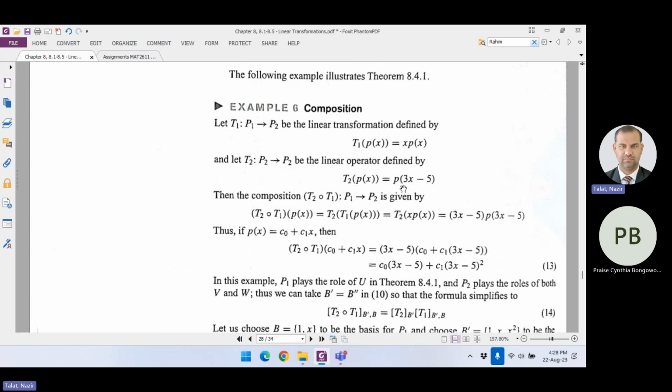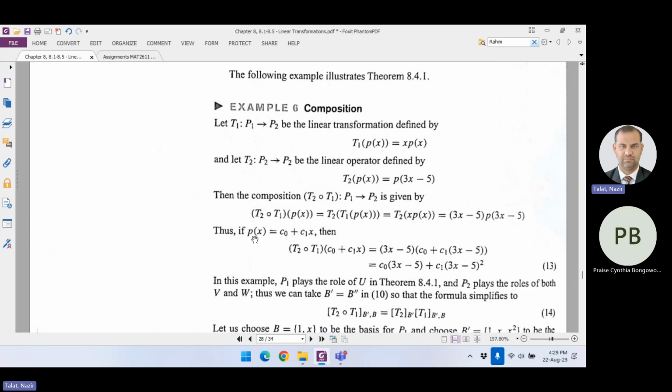P(x) will be changed to P(3x minus 5), the polynomial in place of x. Then we can get the composition: T1 gives us simply x multiplied with P(x), and then it becomes a polynomial of degree 2. If we first apply T1, and then secondly, when the image P(x) comes, we apply T2 to that one. So T2 means it will change P(x) to P(3x minus 5). So this will be the outcome of that one.